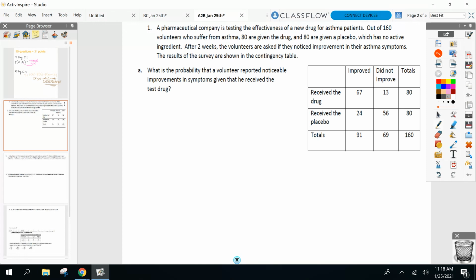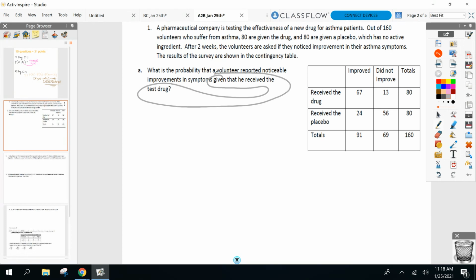Okay, a lot of two-way tables tomorrow. I may fill it in for you. You may have to fill in your own two-way table again tomorrow. All right, here's where we can answer one of those given problems using a two-way table. Again, you can read through the top. All that information on top has been already put into the table. Probability of volunteer reported improvements given that he receives the test drug. All right, given he received the test drug.